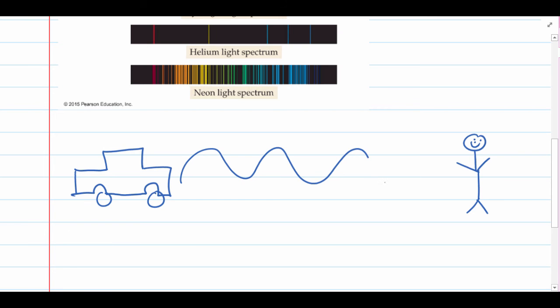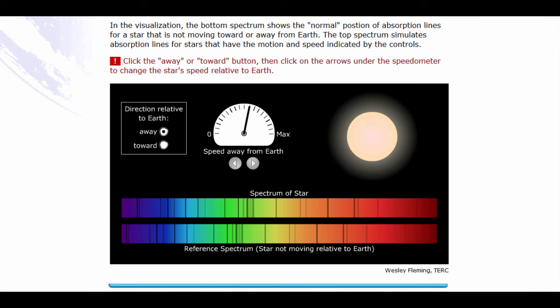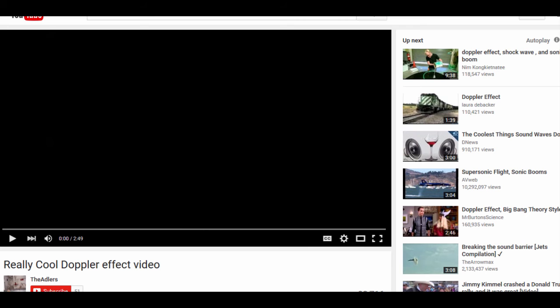And right now if the car is sitting there, we might perceive the sound waves looking something like this, where the distance between these two waves right here is referred to as the wavelength. But now we're going to put a car into motion. And this is where I have a second video here to describe the Doppler effect.